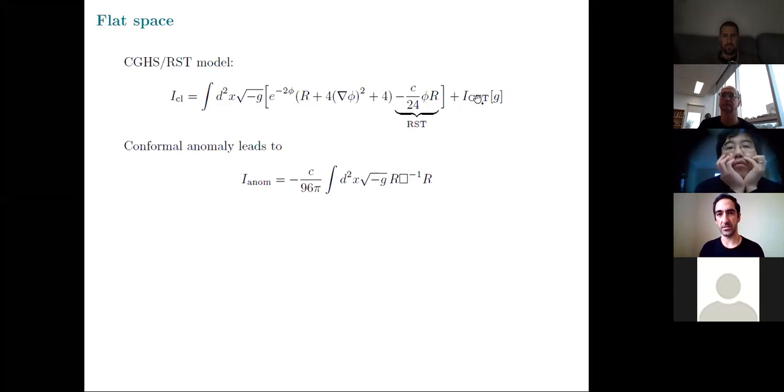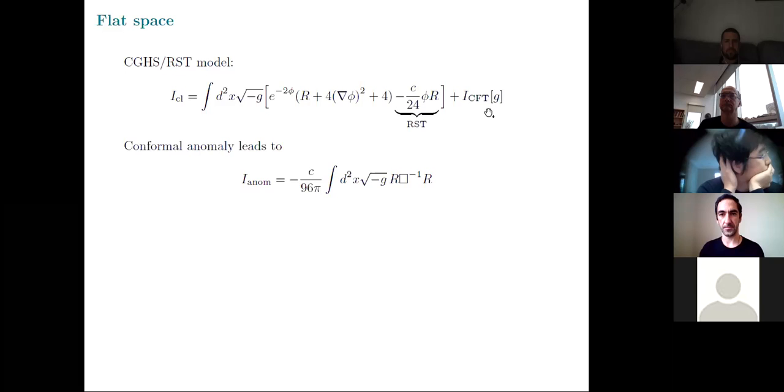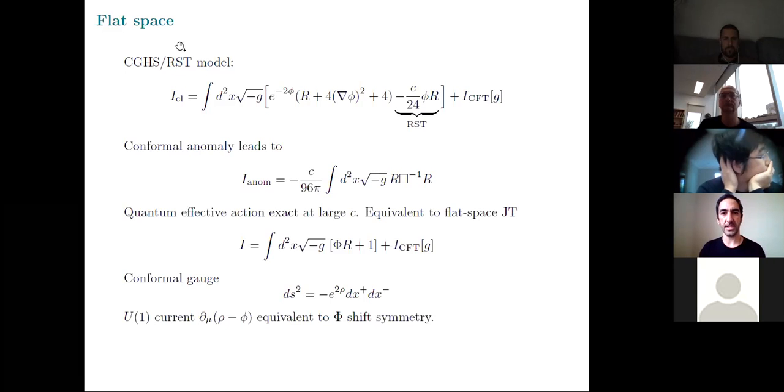So here's a classical action. It looks a little bit messier than we're used to, but it's some dilaton gravity action, and it has a CFT action that's minimally coupled to the metric, and as usual, not directly coupled to the dilaton. That's important for the solvability of these models, similar to JT. Then there's a conformal anomaly term, which integrated up into the action looks like this. And this altogether, think of as the quantum effective action, which is exact at large c. And in fact, it's equivalent to the flat space JT action, what's sometimes called the flat space JT action. The flat space JT action is the thing that's written here.